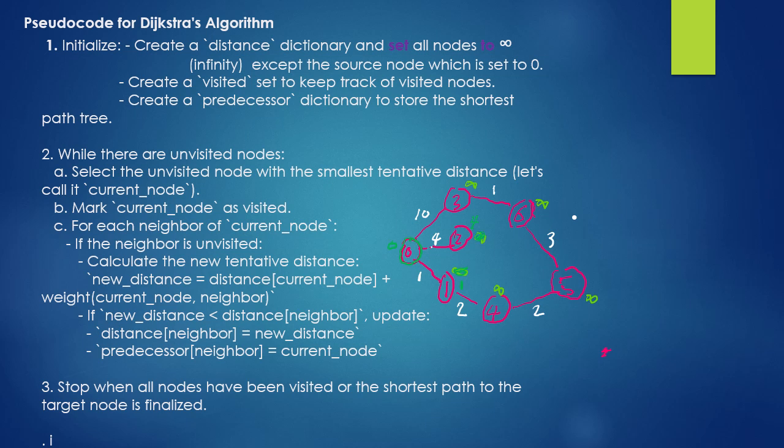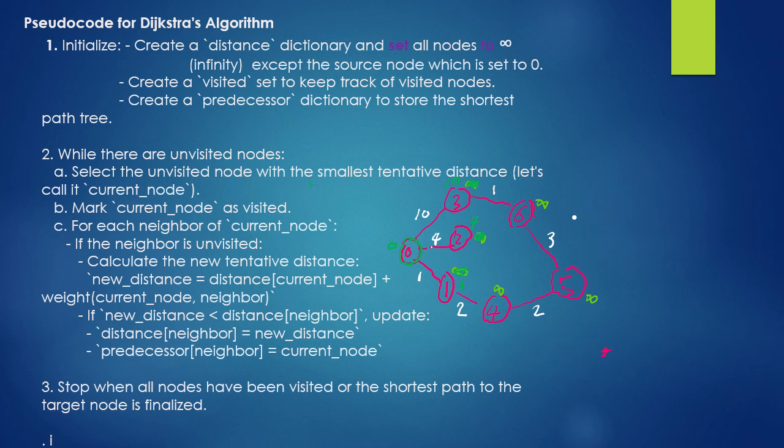Updated. No longer infinity. 0 plus 10 is 10, because 10 is less than infinity, so it's 10. So now what do you do? New distance, and then select. Okay, now next one, and go back. Select the unvisited node with the smallest tentative distance.